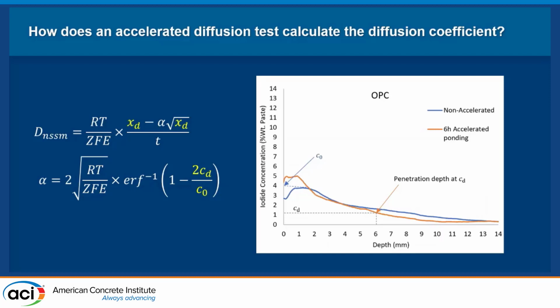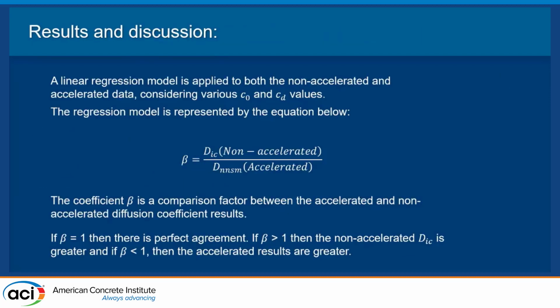XD is the penetration depth at CD, a concentration that corresponds to the penetration depth, and C0 is the surface concentration. So we need to find a good combination of these numbers to be able to have the same number as non-accelerated diffusion. Therefore, we use a linear regression model. We define beta as a factor that divides the diffusion coefficient of non-accelerated tests by the accelerated. We are looking for a beta that is close to 1 with the highest possible R-square.